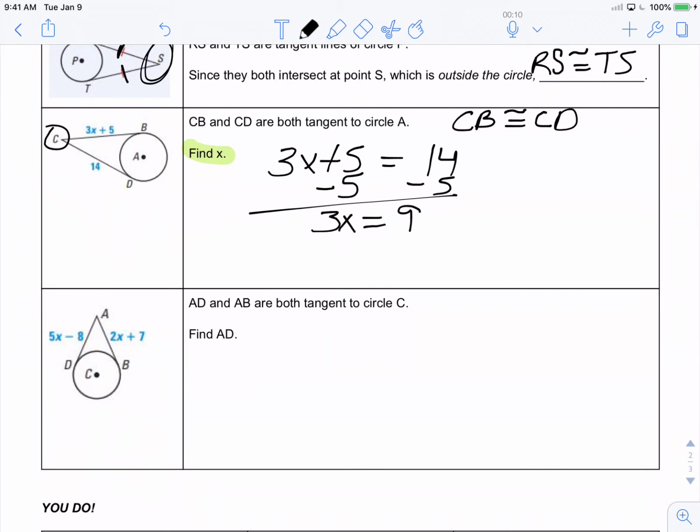3X is the same as 3 times X. So I'm going to do the opposite of multiplication and divide. And I'm left with X equals 3. That was my goal, to find X. Done with that problem. Okay.